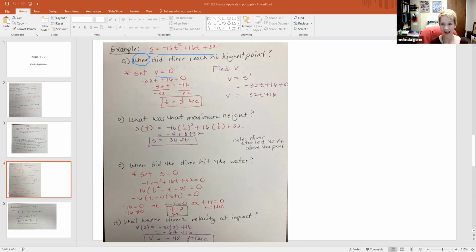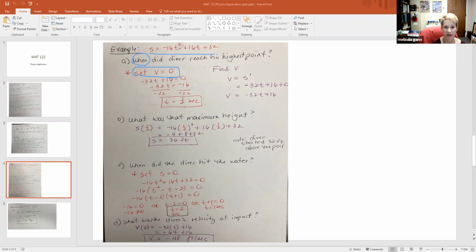So anytime they ask you, when did the object reach its highest point, the way you work that is you set velocity equal to 0. Now, back on the other slide, how did I tell you to find velocity? Velocity is the derivative of position.